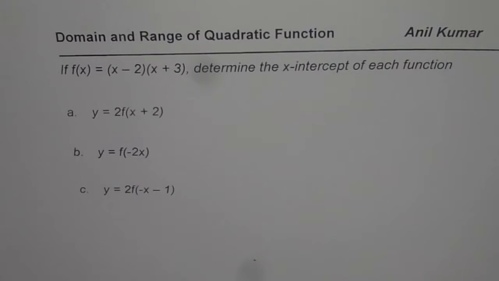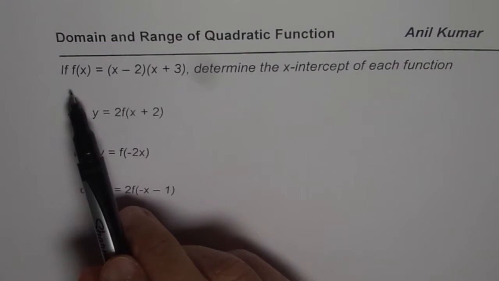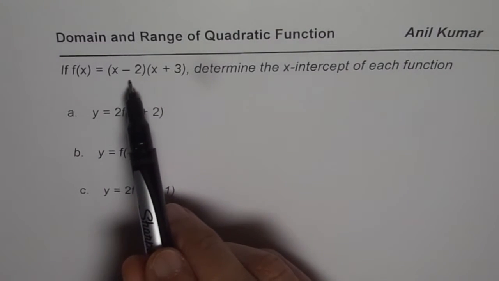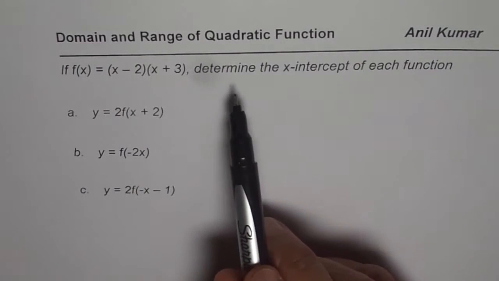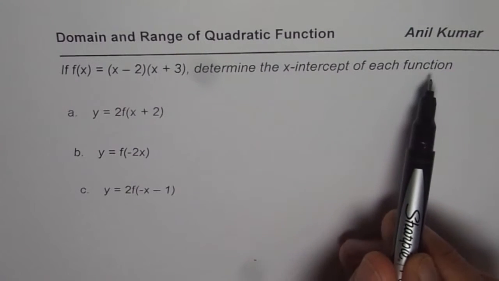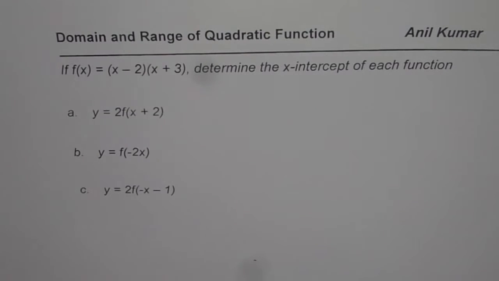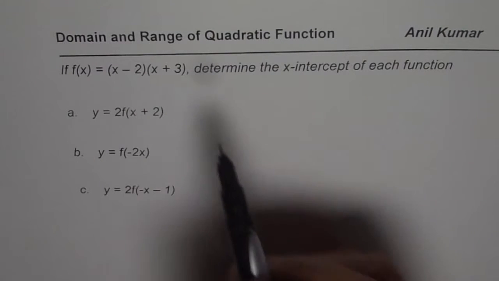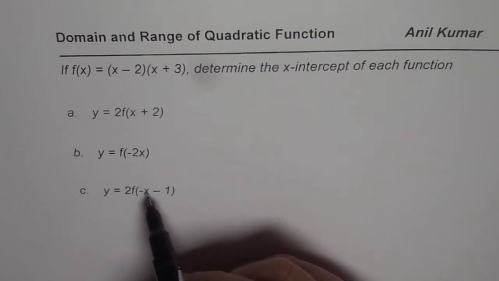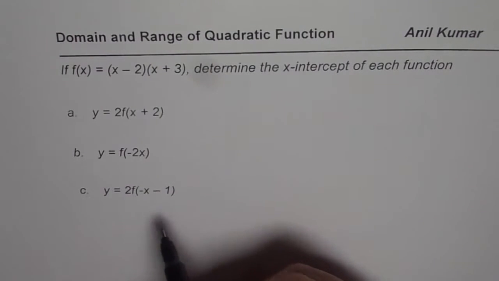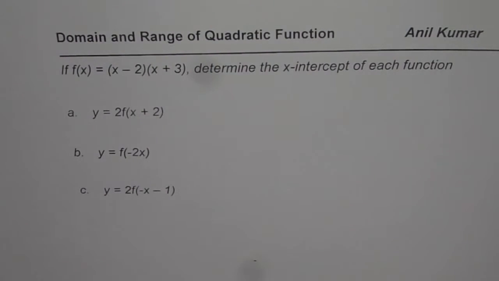I'm Anil Kumar and we are considering transformation of quadratic functions. The question here is, if f of x equals x minus 2 times x plus 3, determine the x-intercepts of each function. So we are given three transformed functions. We need to figure out how this x-intercept will get transformed on these functions. You can actually pause the video, answer the question, and then look into my suggestions.